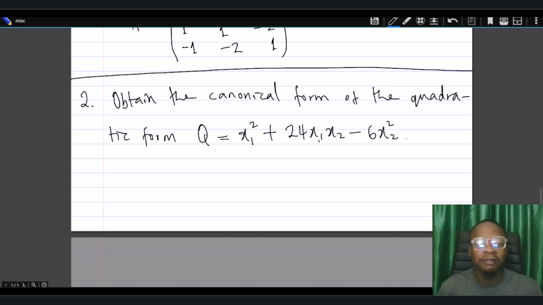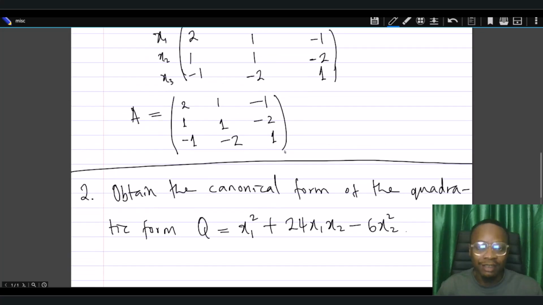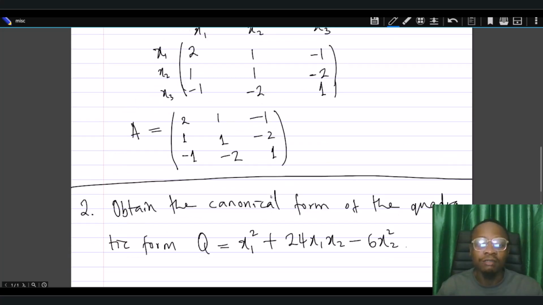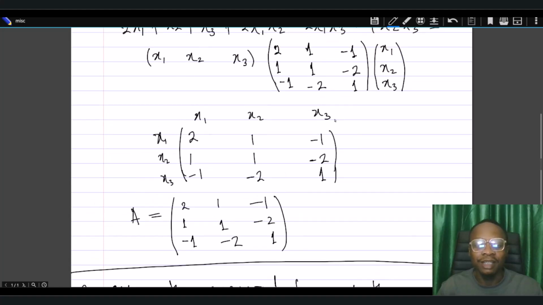So obviously in this case, for this quadratic form, it has a cross product term, so it is not in canonical form yet. If we're going to put it in canonical form, it means at the end of the day we will have no cross product term present in that final expression. And how do we do that? We will always start off by getting the matrix representation, or the symmetric coefficient matrix, for this quadratic form, just as we did in the first problem.